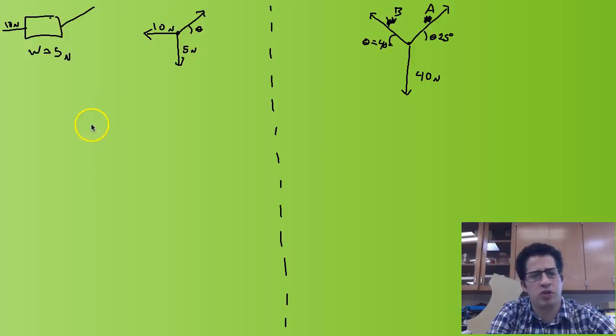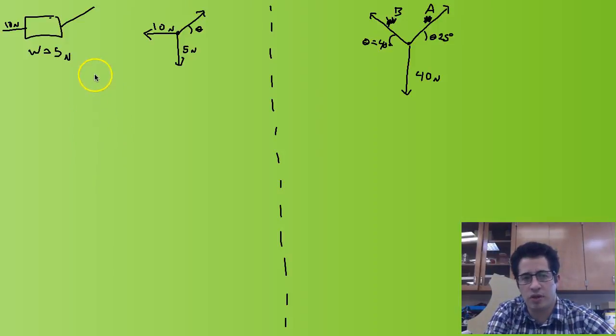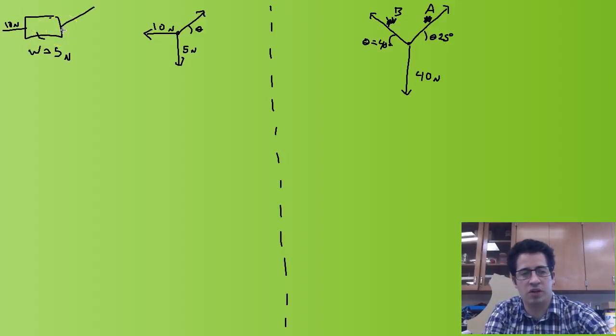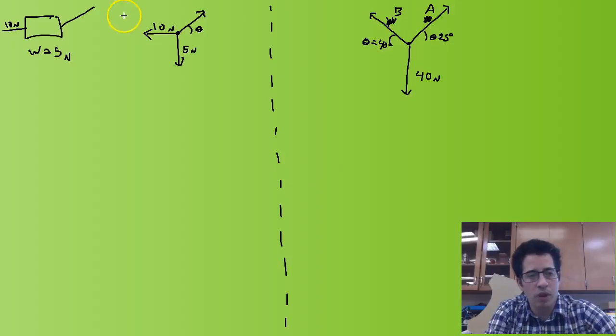Okay, so we're going to focus on using free body diagrams to quantify forces that are acting. And so we're going to start with this situation right here. So imagine we have this object that weighs 5 newtons. It's being suspended in air. There's something pulling it up at an angle here and something pulling it off to the side.